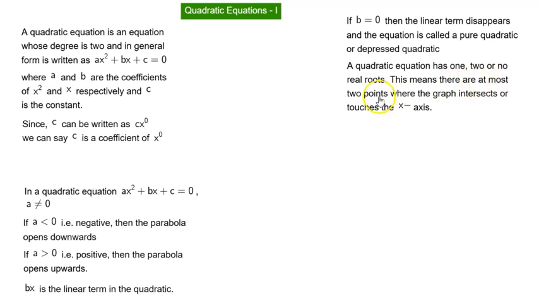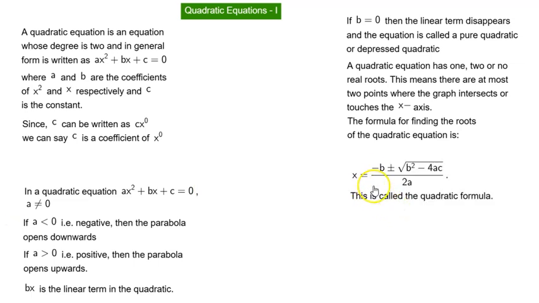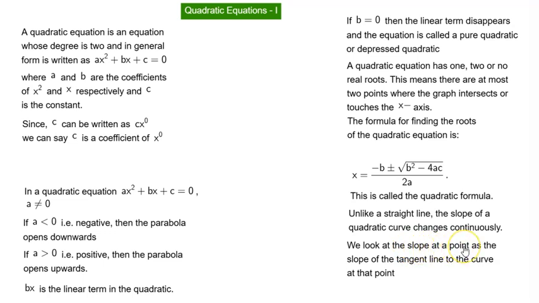This means there are at most 2 points where the graph intersects or touches the x-axis. The formula for finding the roots of the quadratic equation is x is equal to minus b plus or minus square root of b square minus 4ac by 2a. This is called the quadratic formula. Unlike a straight line, the slope of a quadratic curve changes continuously. We look at the slope at a point as the slope of the tangent line to the curve at that point.